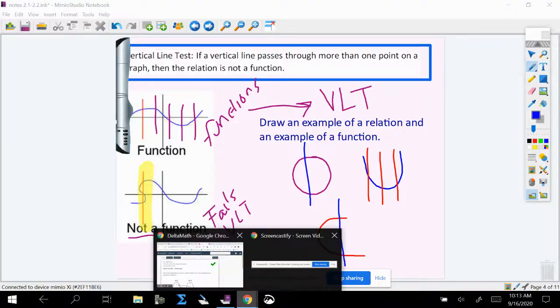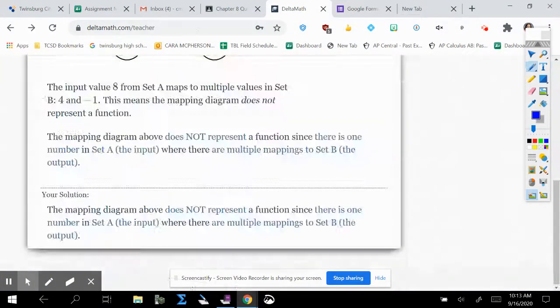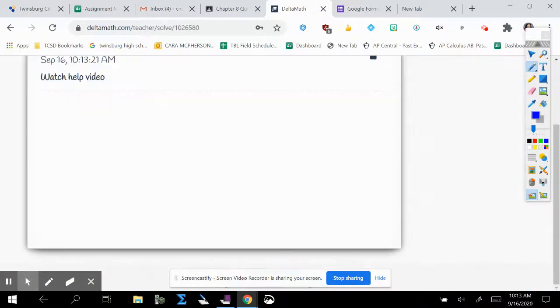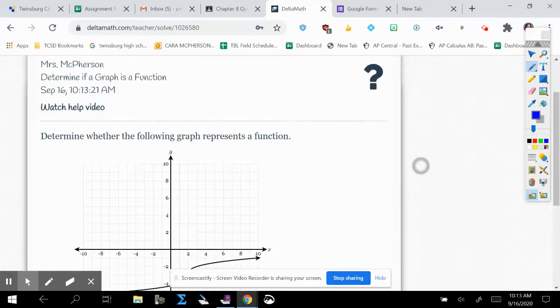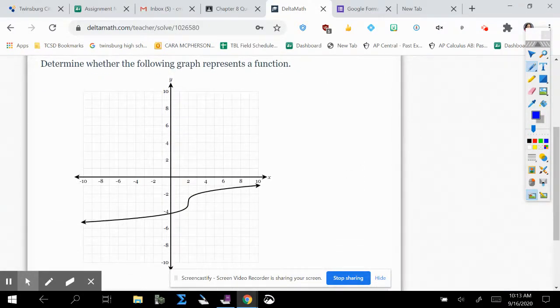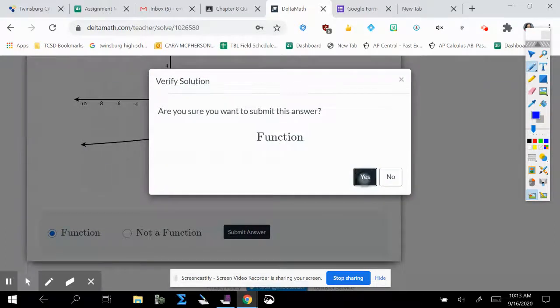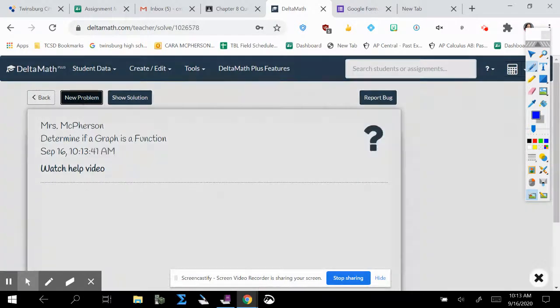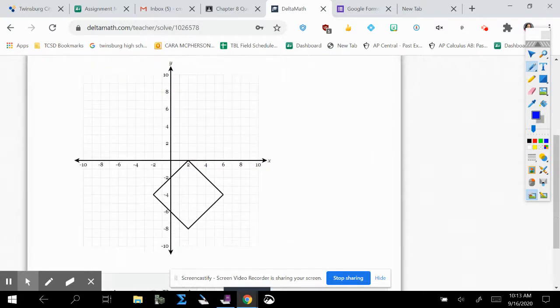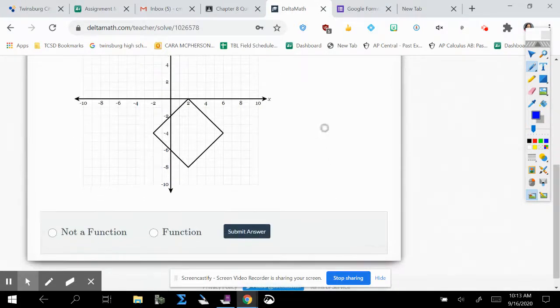So in Delta Math, let me go back and show you this. You're going to be asked to look at graphs and determine if there's a function. The best thing to do is to take your finger or your pencil and hold it up to the screen and say, okay, if I draw a vertical line everywhere, will it only touch once? If it does, then you say it's a function. This one is. Let me see if I can find one that's not. Perfect. We have this kind of square. If I draw a vertical line really anywhere in that square, it would touch it twice. So this one is not a function.